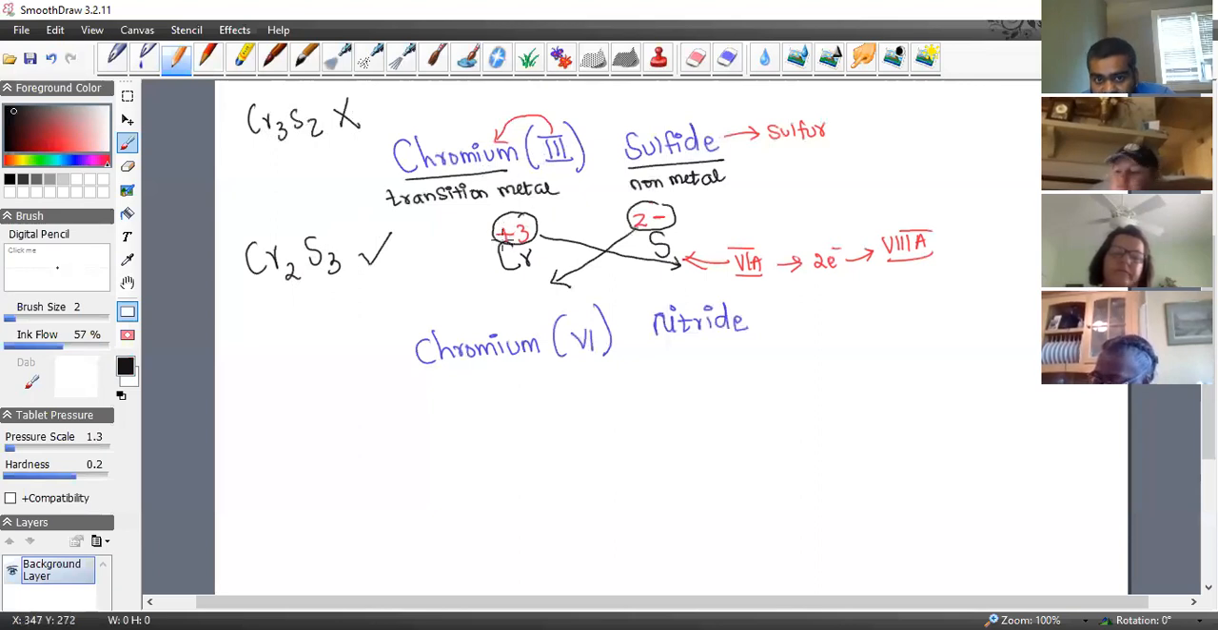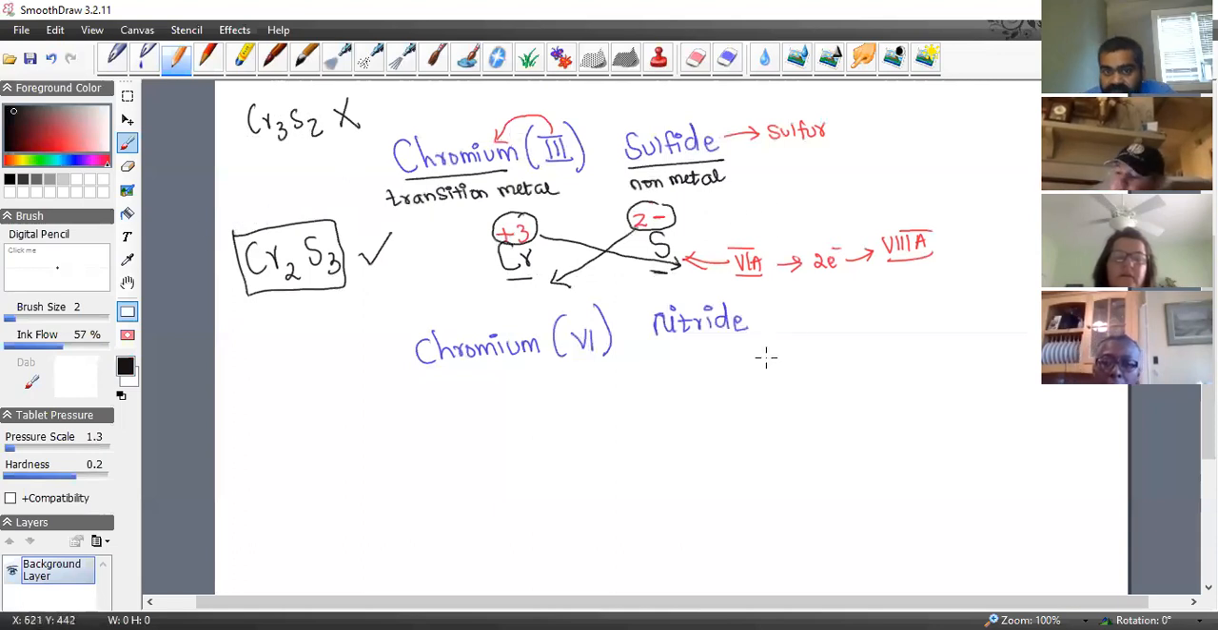Yes, chromium still has +3 charge, but when it makes a compound, it has to at some point listen to the sulfur, and the sulfur at some point has to listen to the chromium. So that is chromium sulfide. So this is the correct answer. This is incorrect. I'm only boxing the correct answer.